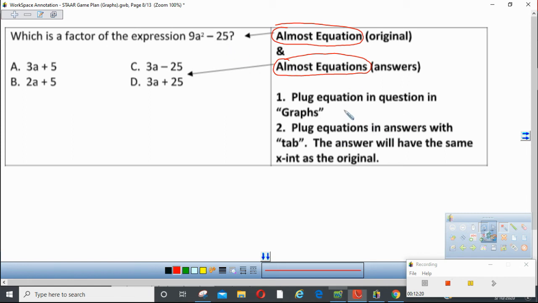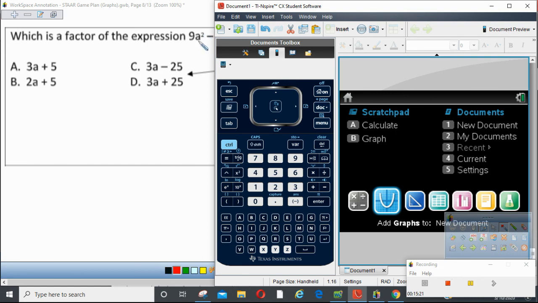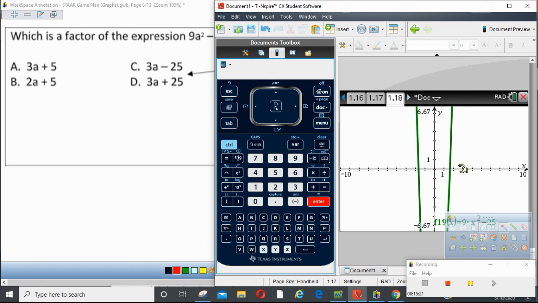Notice over here I don't say anything about finding the color. So how will we know when we got our answers here? Well, right here it says the answer will have the same x-intercept as the original. So we're going to type this in and we're going to see where it crosses the x-axis. I want you to notice that these are A's, but we don't use A's in the calculator, we use X's. So we're going to go 9x squared minus 25. And we're going to look to see where this is crossing.